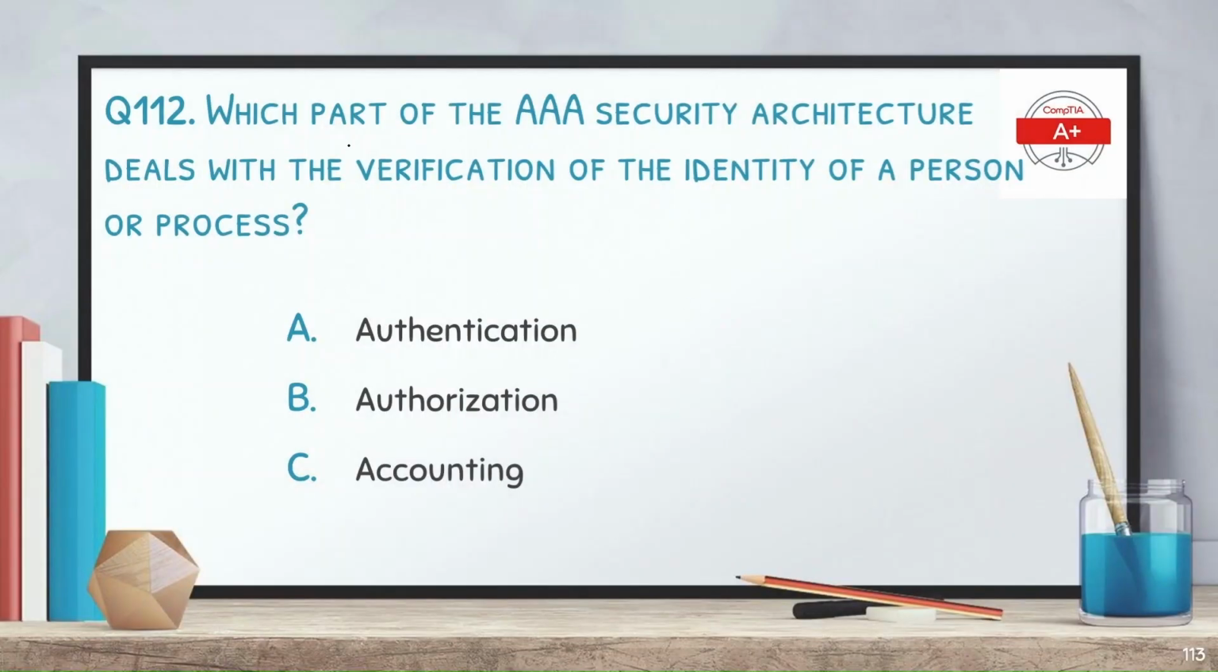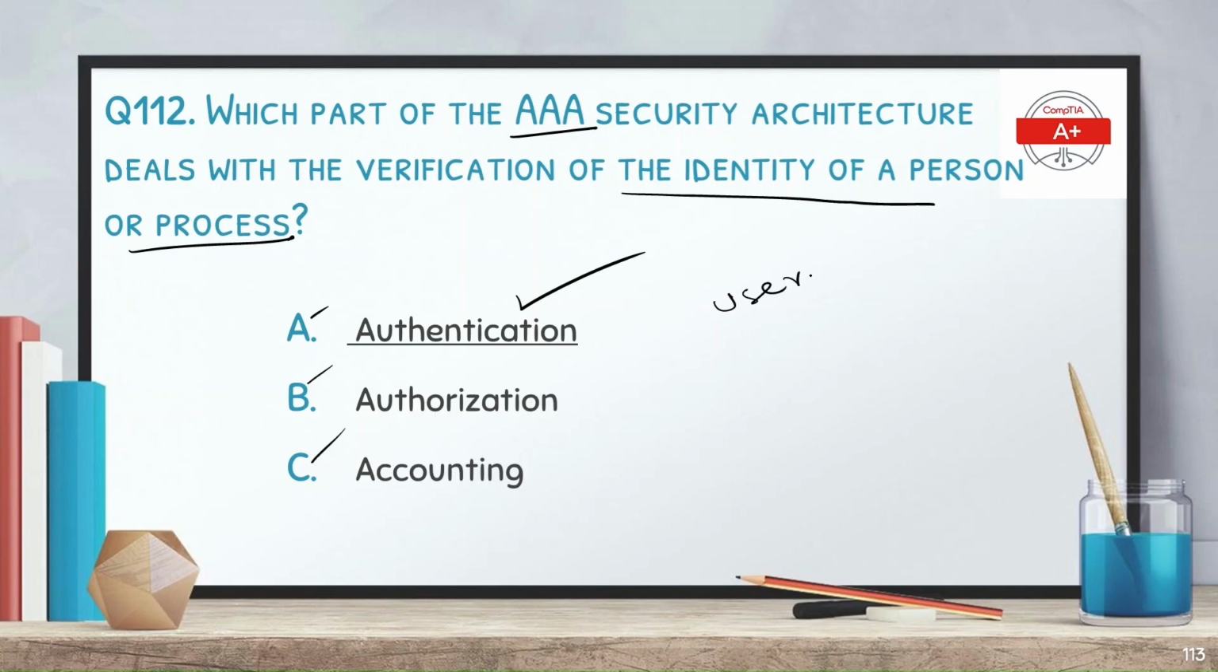Question number 112 is that which part of the AAA security architecture deals with the verification of the identity of a person or process? And the options are A, authentication, B, authorization, and C, accounting. So the correct option is authentication. So basically when you enter a username into some web application or web page or your email client and then the password, this process, the entering of the password or this verification, is known as authentication.